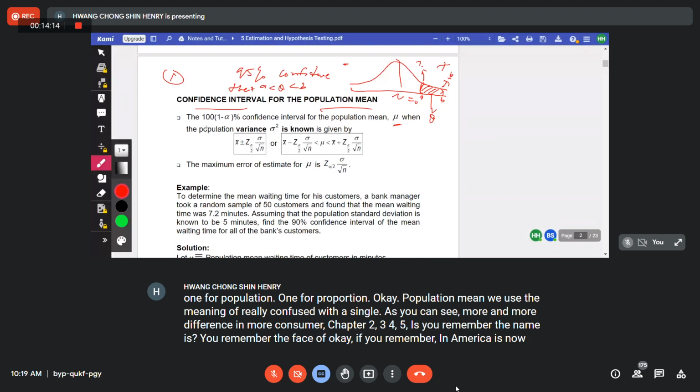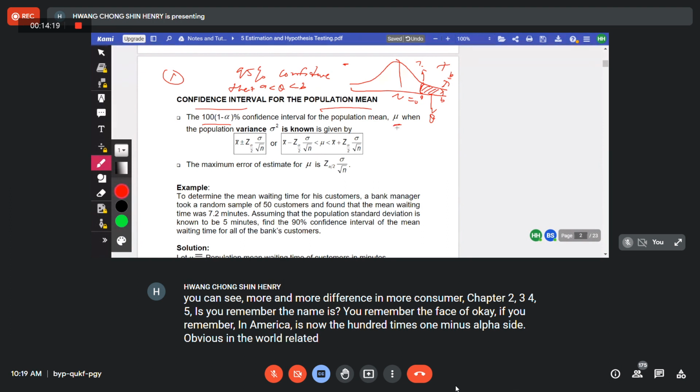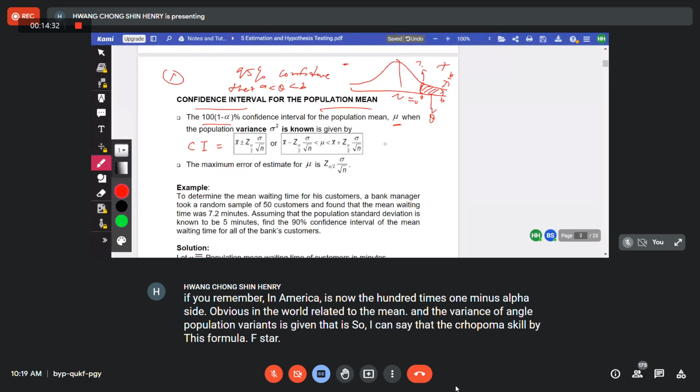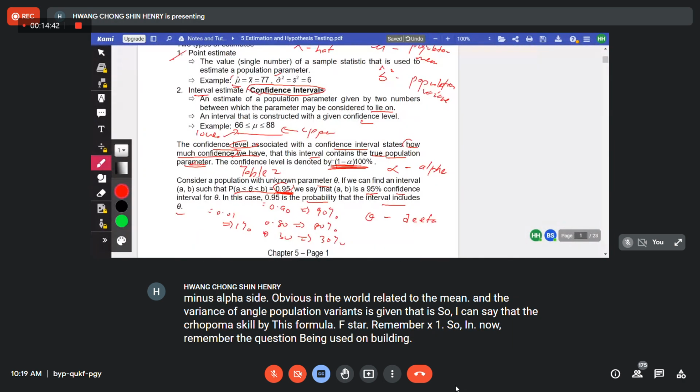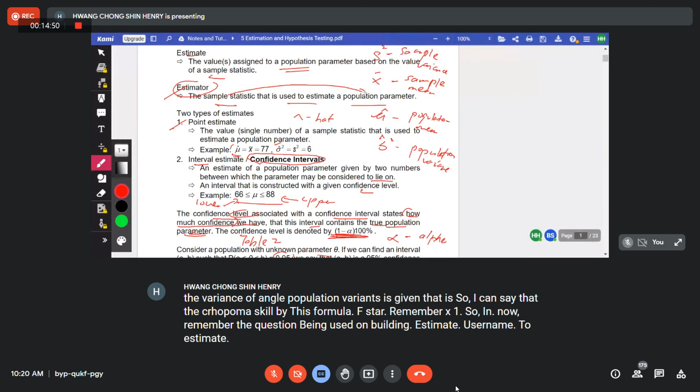Now, the 100 times (1 minus alpha) percent confidence interval for the population mean, with the population variance given, is given by this. So I can say that the CI short form is given by this formula. X bar. Remember X bar? Sample mean. Now remember the note says we use sample mean to estimate the population parameter.